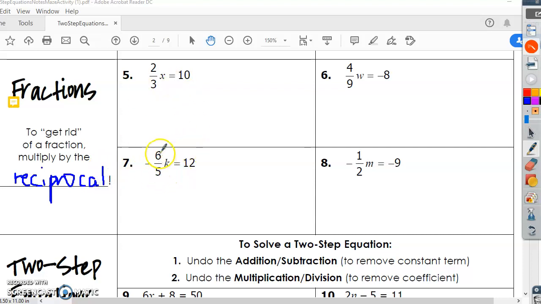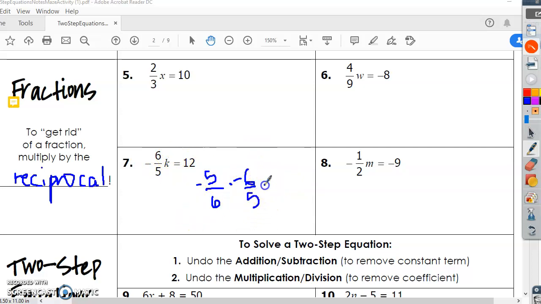So if I have negative 6 over 5, I'm going to get rid of this by multiplying by negative 5 over 6. And then I'm going to do the same thing on the other side. And that's how I'm going to get rid of it. Now, another thing I wanted to address: if I'm multiplying negative 5 over 6 times negative 6 over 5, which is the reciprocal, keep in mind that this cancels.